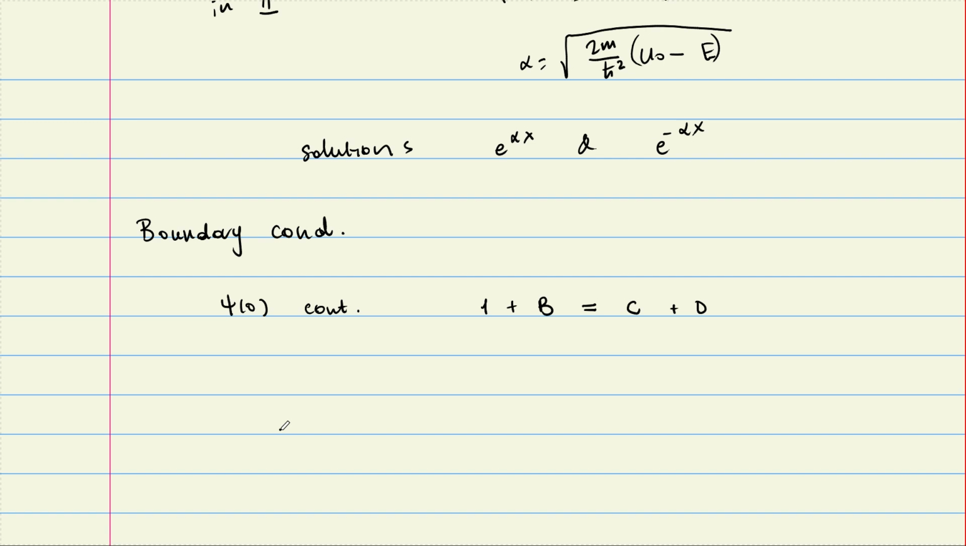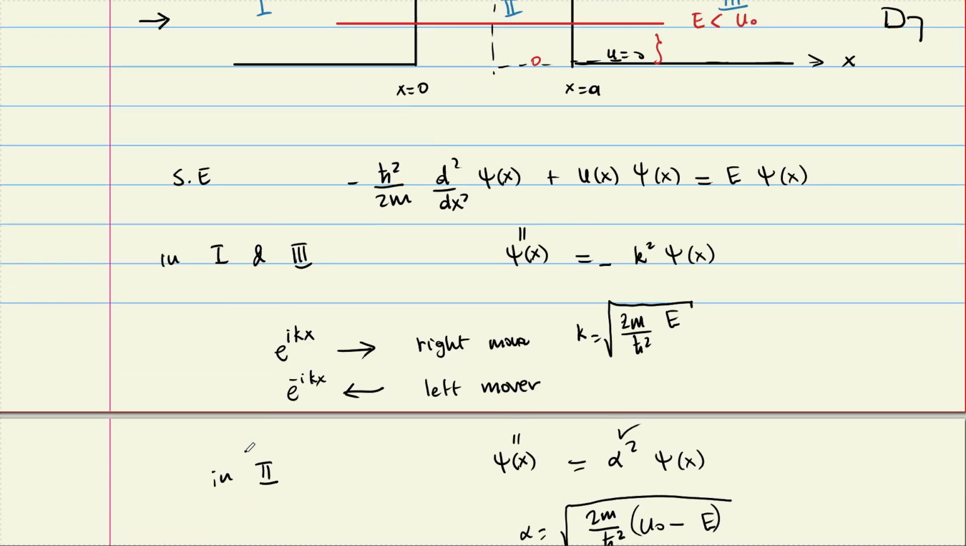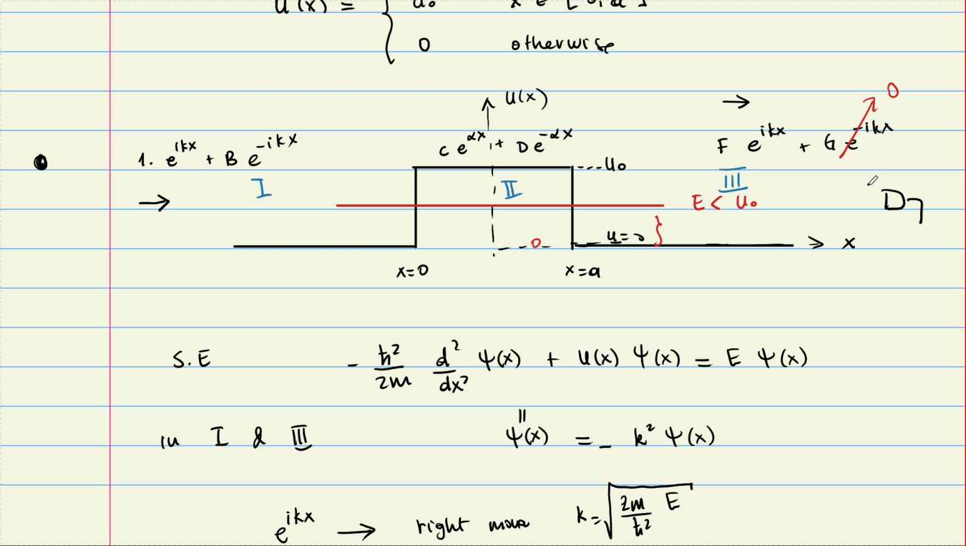Why didn't we cancel B? Because it's also left. But it can just hit the barrier, right? So there is no left mover here because there is no barrier to reflect from, right? Whatever passes through is going to the right. But in this case, there can be a left mover here because it can reflect from the barrier. Yeah, that's a good point. Thank you.